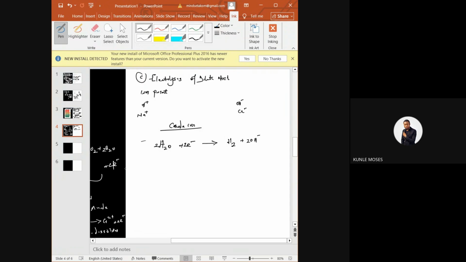Gibbs, can you see my screen now? Okay, so you can see hydrogen gas is formed here.